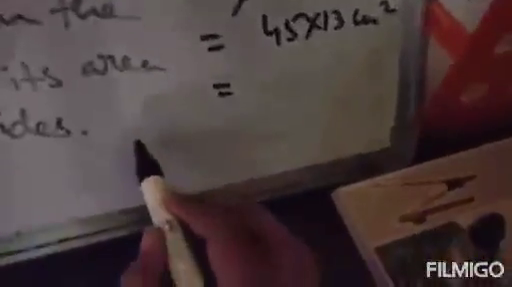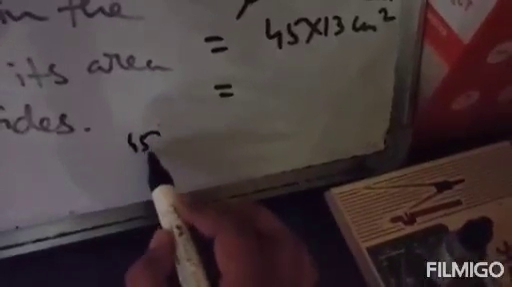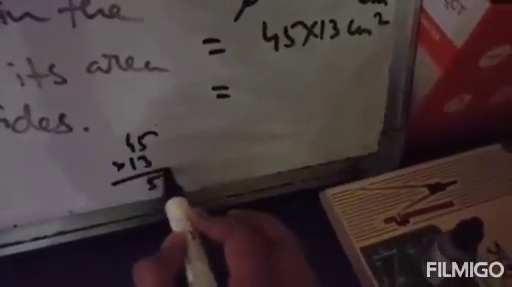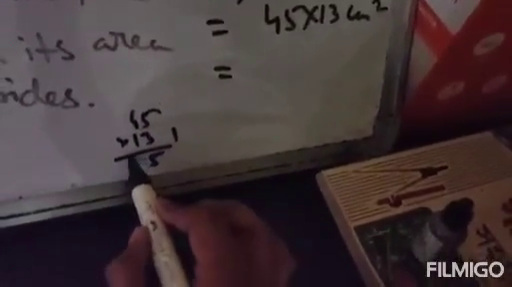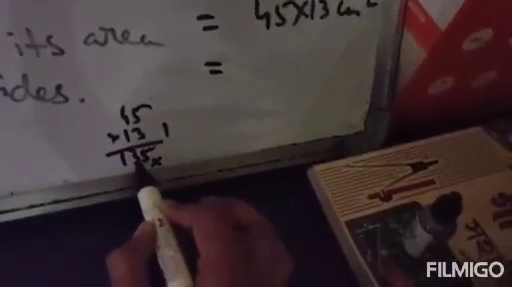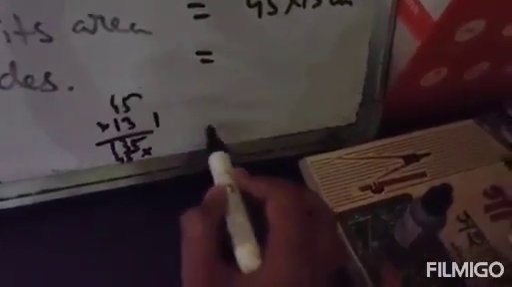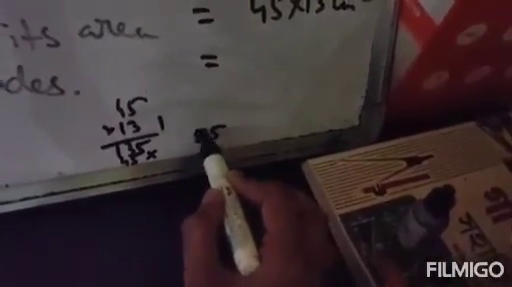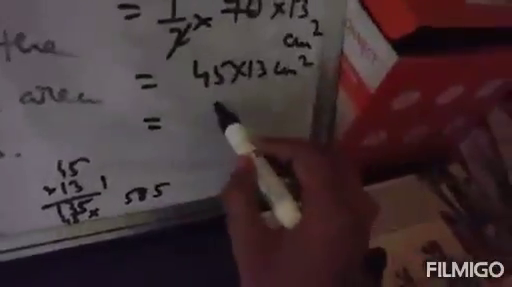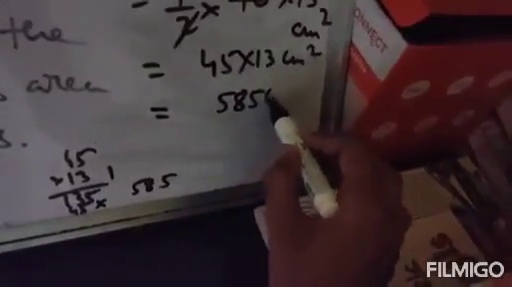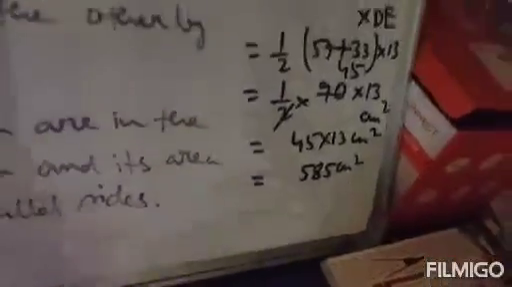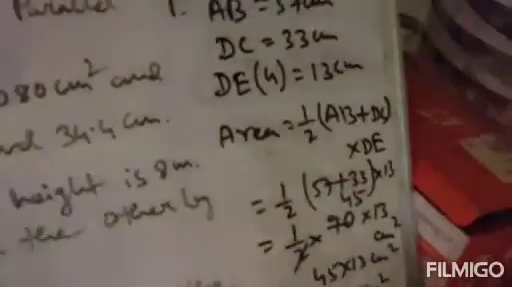Now multiply 45 into 13. If you multiply 45 into 13, so 5 3s are 15, carry 1, 4 3s are 12, plus 1 is 13, 5 1s are 5, 4 1s are 4, so 585. So 585 centimeter square. This is the answer. So this is the area. So 585 centimeter square will be the area. So next sum. This is complete.